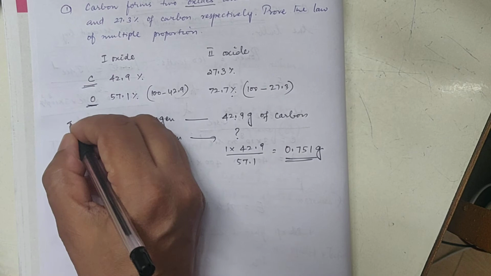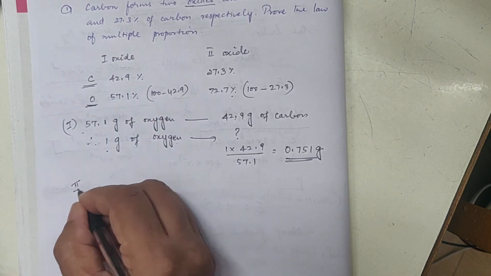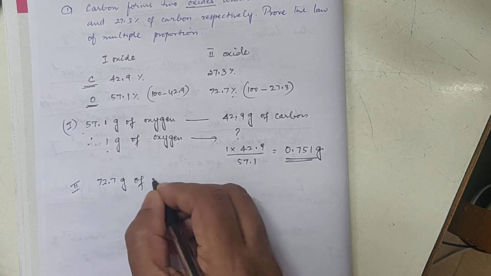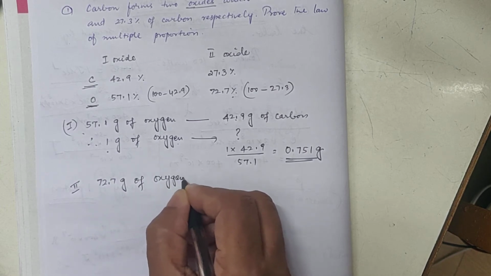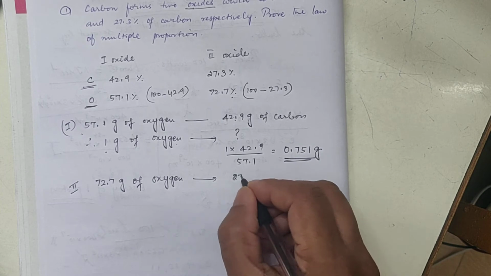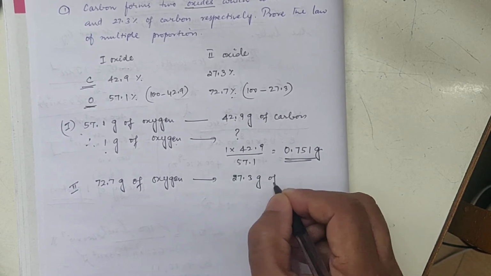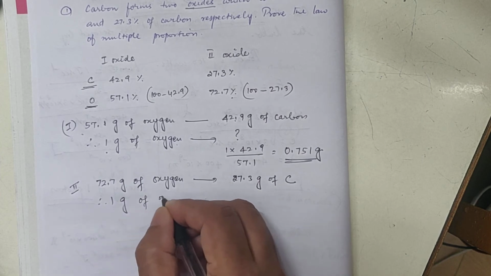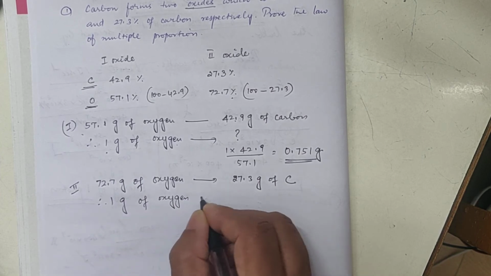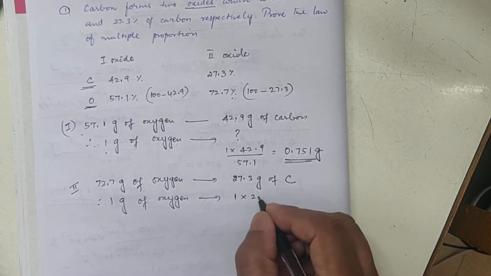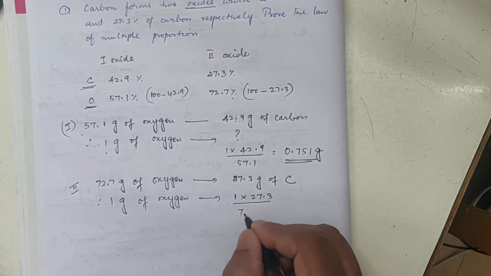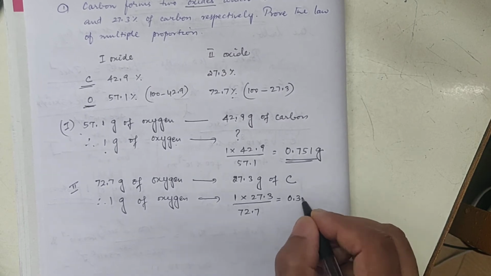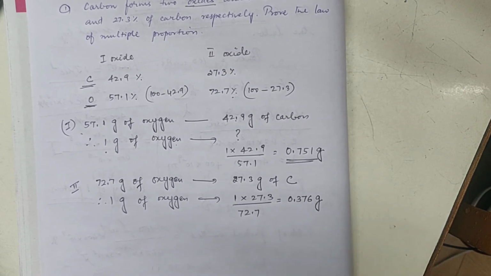Same way, come to the second case. This is your first case. Come to the second case. It is given that 72.7 gram of oxygen is combining with 27.3 gram of carbon. Therefore 1 gram of oxygen will combine with how much? That is 1 into 27.3 by 72.7. This is coming out to be 0.376 gram. This is what you are getting.